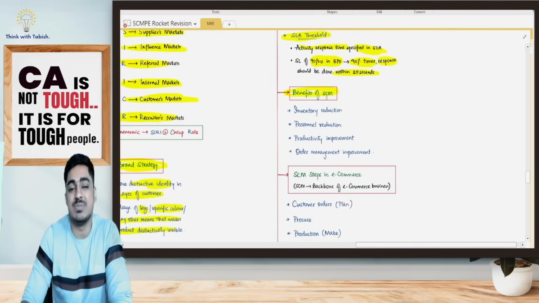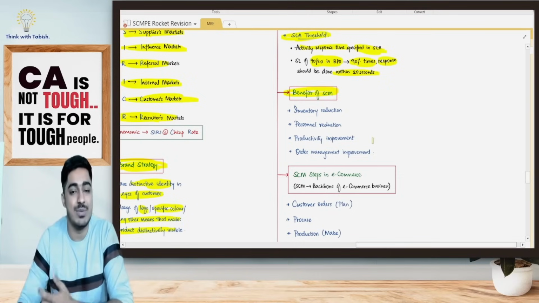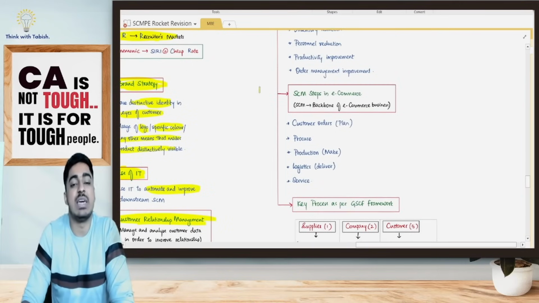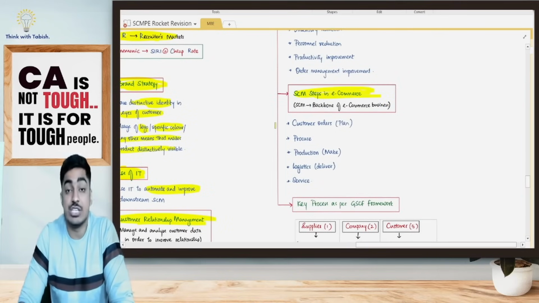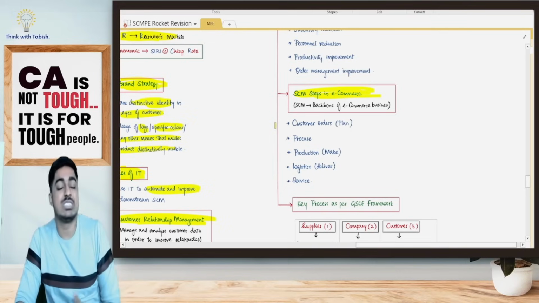Now, we have some miscellaneous points. Benefits of supply chain management: inventory will get reduced, employee cost will get reduced, productivity will be improved, quality will get improved. Now, supply chain management steps in e-commerce. In case of e-commerce, supply chain forms the backbone. Very important.